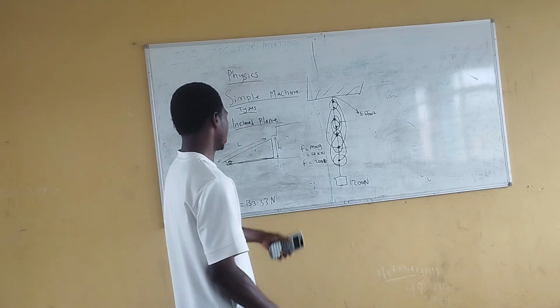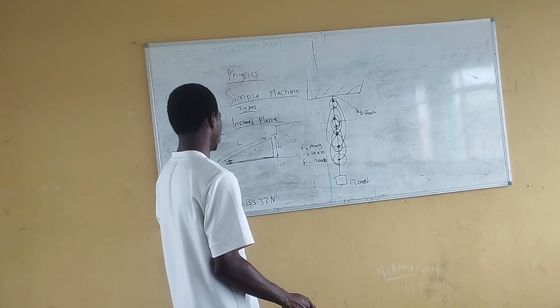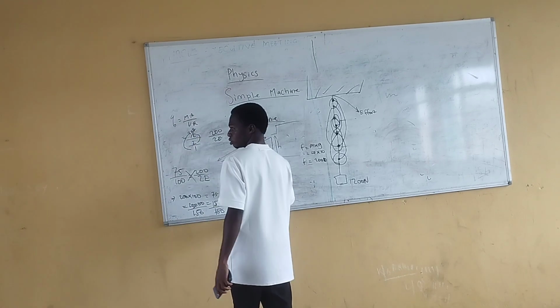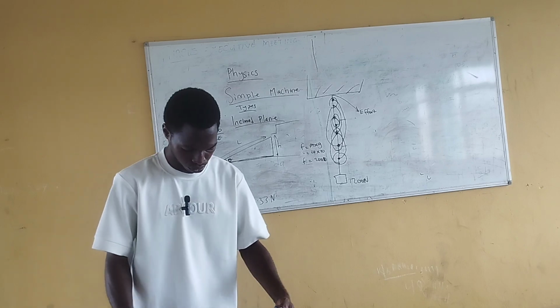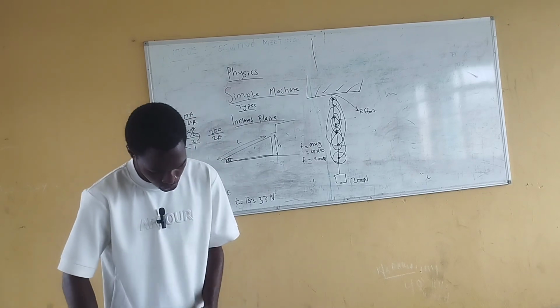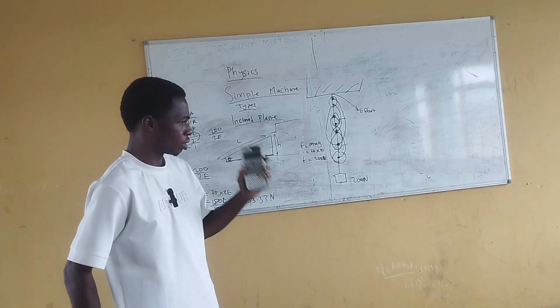So if you want to convert this into kg, what do you do? If your option is giving you kg, remember you divide by 10 to go back to kg. But they don't give you options in kg, they give you in newton. So that's inclined plane. Note, inclined plane works with 1 over sine.